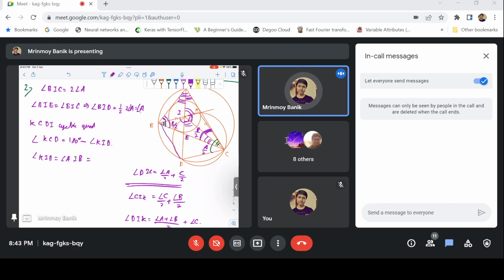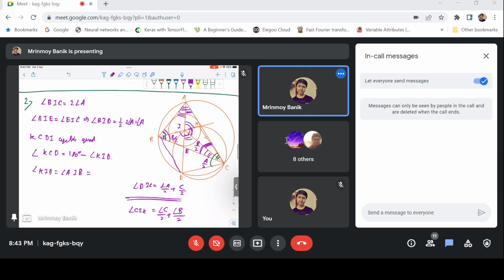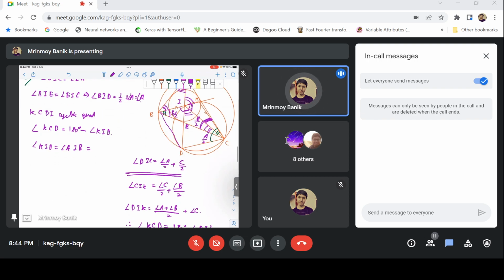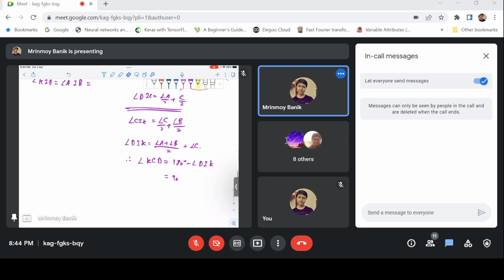Does everyone else get the argument, right? Should I repeat it once? I don't know if I will be able to, but still, this drawing is getting messier. Is it getting deleted? Don't know.